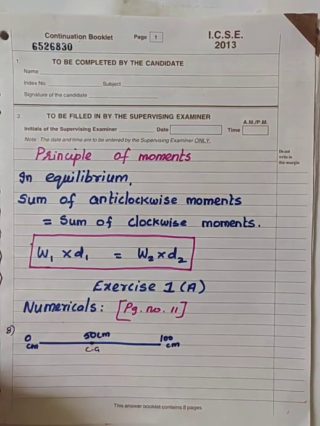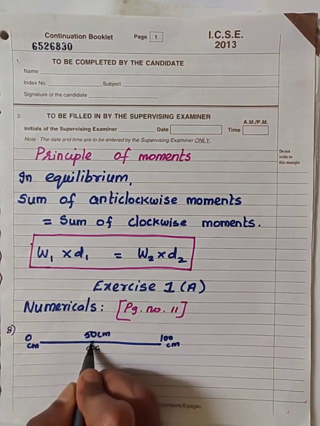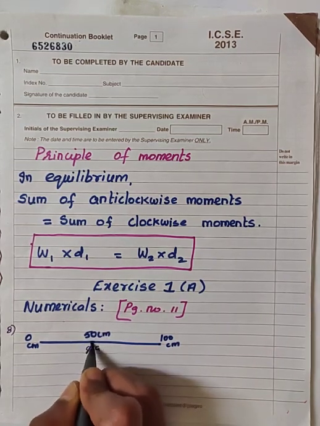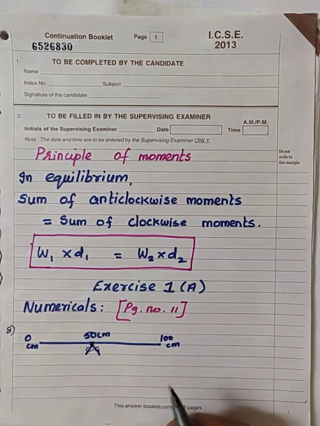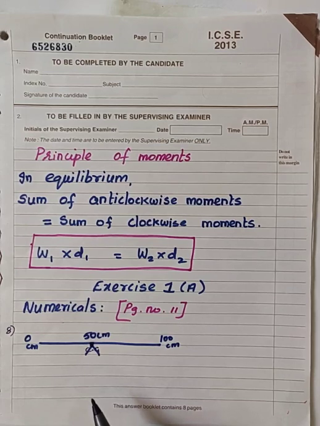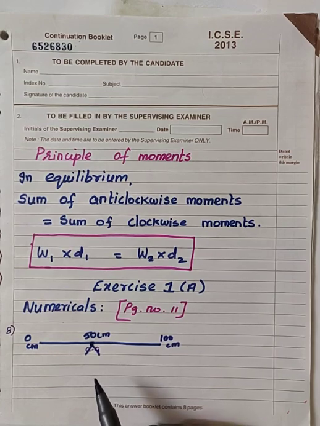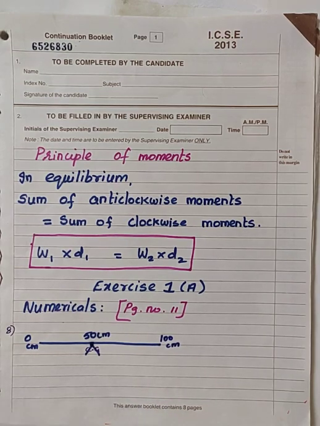And in the question, the first line is uniform meter rule. It is pivoted at its midpoint. So the pivoted midpoint is 50 centimeter. The pivoted symbol you draw like this. The center of gravity and the pivoted point are one and the same. A weight of 50 gram force is suspended at one end of it. So at one end of this, you are suspending a weight of 50 gram force.